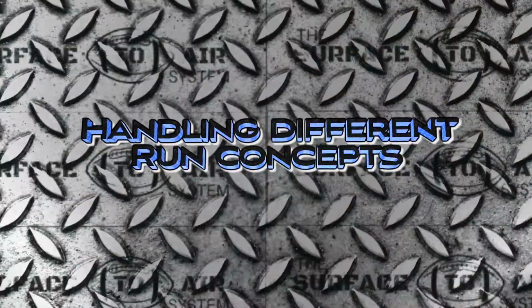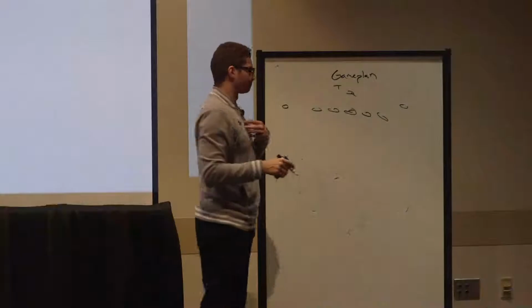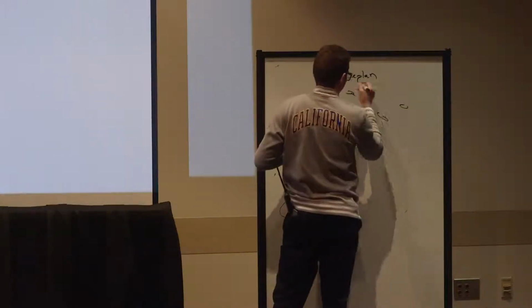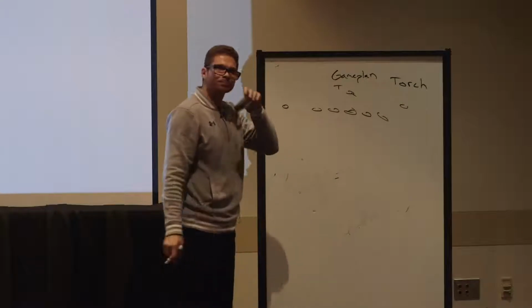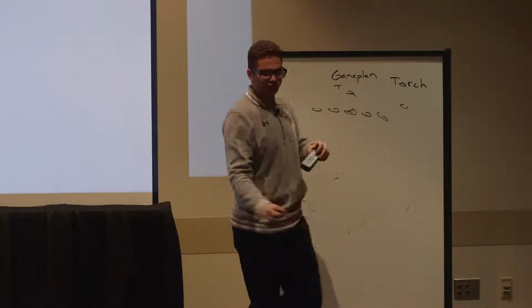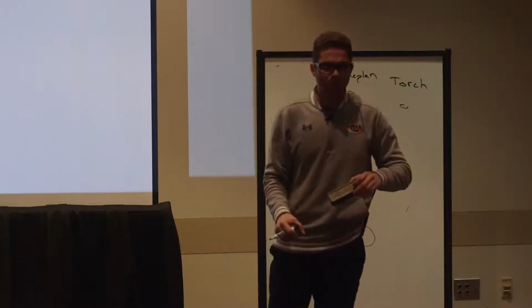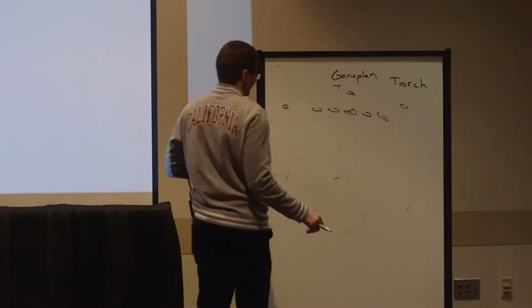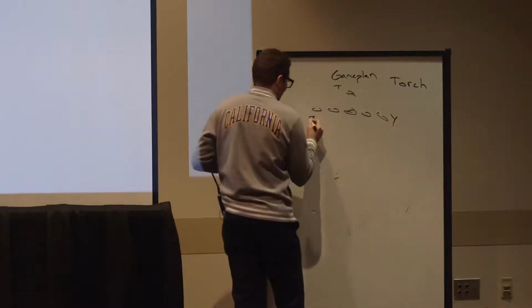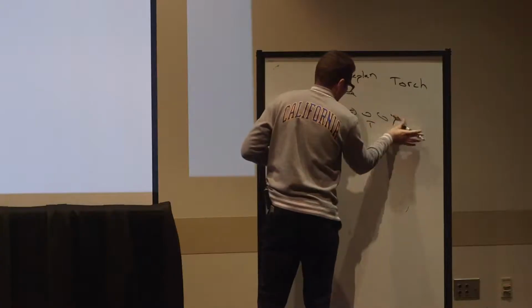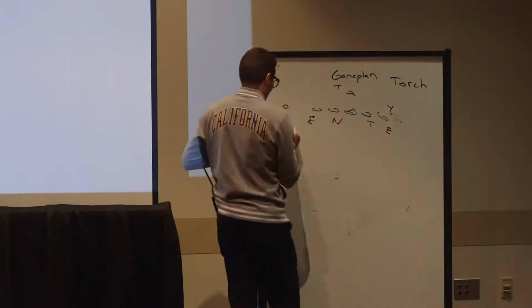How do we handle some different run concepts with not enough dudes, particularly gap? How do we handle gap? One of the main ways I do it is playing torch. Torch, I got this from Blitzology. So this is all Blitzology. Some people call it a gate stunt. So let's say I'm getting 11 personnel, and I know I'm getting a lot of power counter. Could be Y off, could be Y on. I'm going to torch it.